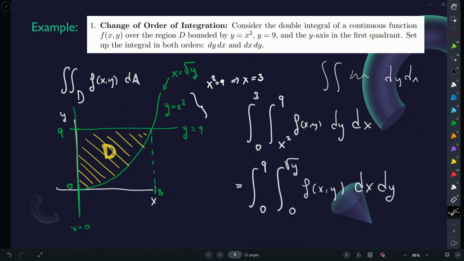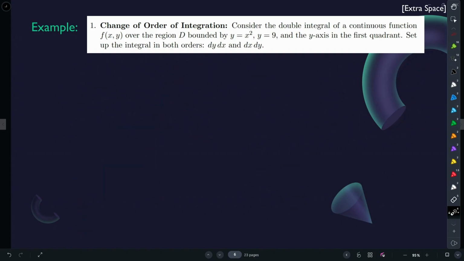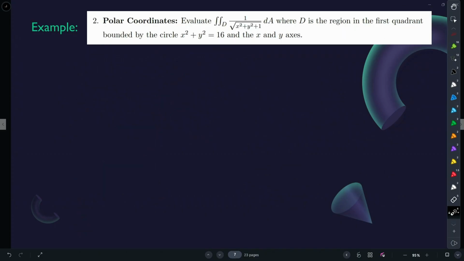Any other questions about this region? Am I jumping to number 2 or other number? 2. Okay? So we're going to calculate in polar coordinates this integral, and they want to evaluate it and all.